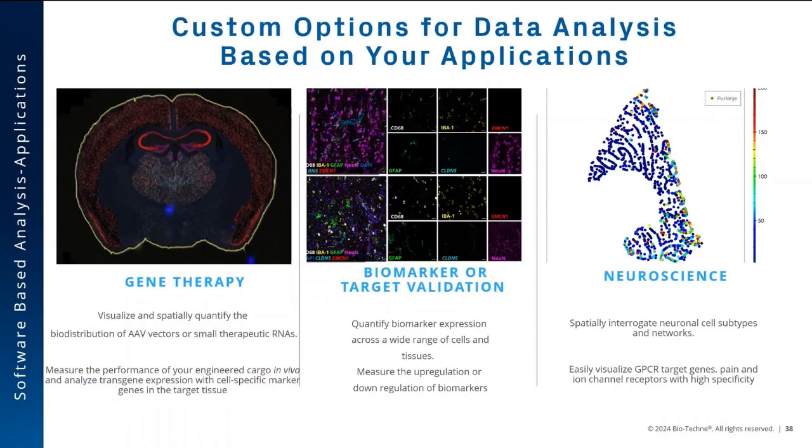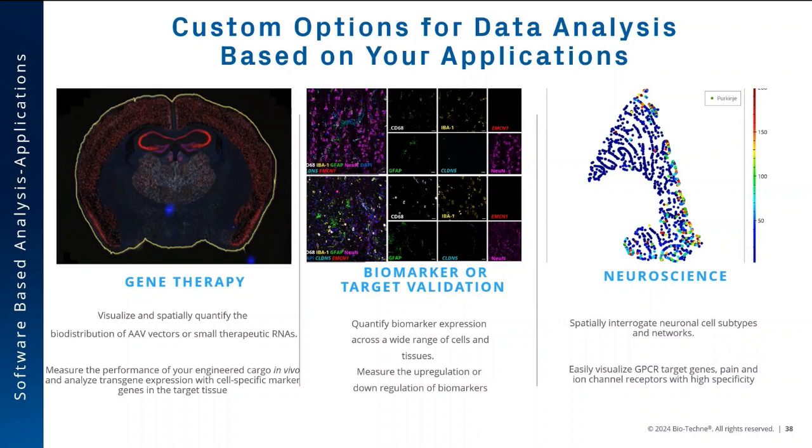Now, why do we need image analysis? Quantitative image analysis is useful for various applications like gene therapy, where we can visualize and quantify the biodistribution of AAV vectors or small therapeutic RNAs across various regions of interest. It can also be used for biomarker or target validation for quantifying the biomarker expression across a wide range of cells and tissues, and also to measure the upregulation or downregulation of biomarkers.